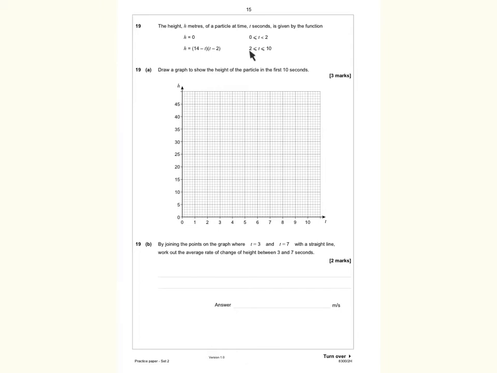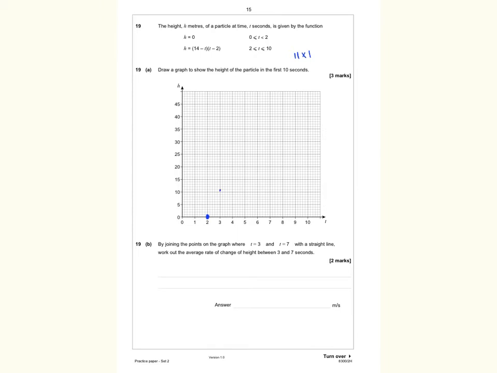So if I was to put 2 in here, 14 take away 2 is 12. And then 12 times 2 take away 2 is 0. So 12 times 0 is 0. So it stays at 0. Okay, so there is a point here. I can mark that there. Let's try 3 now. 14 take away 3. So 14 take away 3 would be 11. And 3 take away 2 would be 1. So 11 times 1 is 11, isn't it? So 3 and 11. So we're going to have to plot a point there.